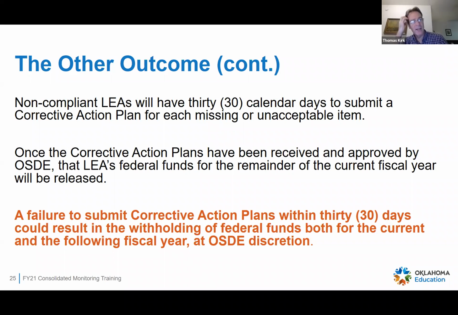There is an out. The non-compliant LEAs have 30 calendar days to submit a corrective action plan for each missing or unacceptable item. Then, once the corrective action plans have been received and approved, then that LEA's federal funds for the remainder of the current fiscal year will be released. Okay. A failure to submit corrective action plans within 30 days. So let's say you don't get all your documentation in, or it's not acceptable by April 16th. You get a non-compliance letter, you get a list of things that we need corrective action plans for, and let's say you just blow it off. So failure to submit corrective action plans within 30 days could result in withholding of federal funds for both the current and the following fiscal year at OSDE discretion. So that's really an outcome to be avoided.